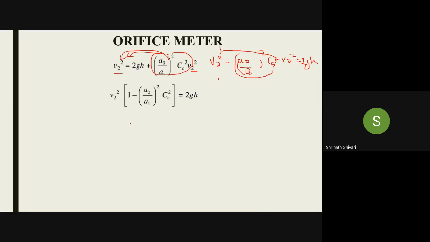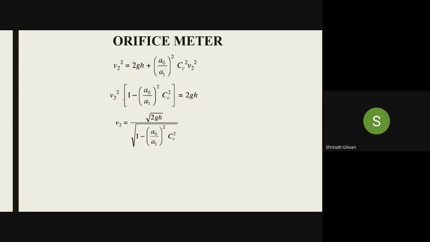Now what will be the formula for V2? V2 will be square root of 2GH divided by square root of 1 minus A0 by A1 whole square Cc square. So you understood how we have got this.